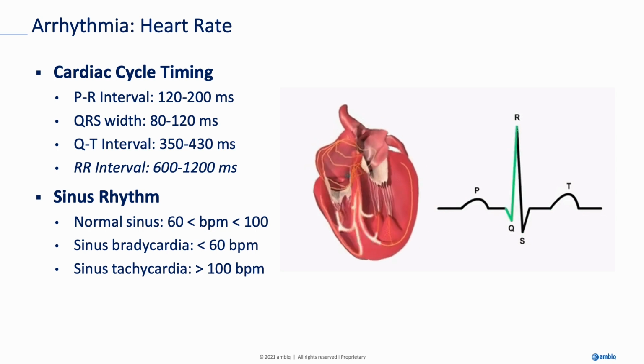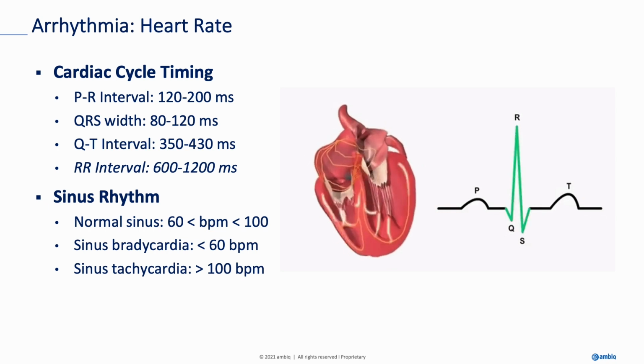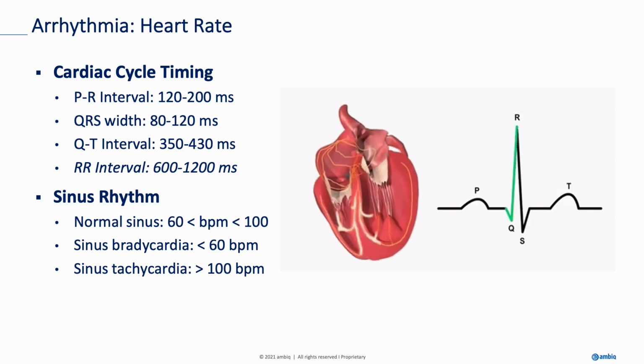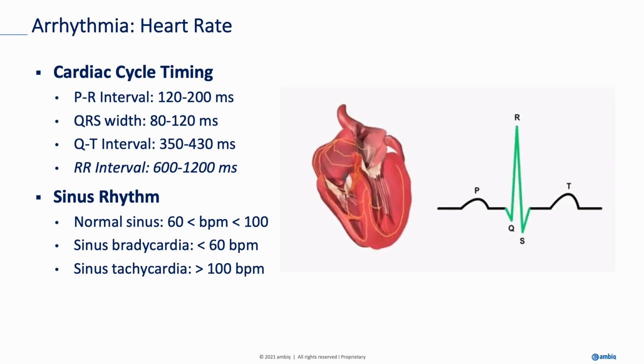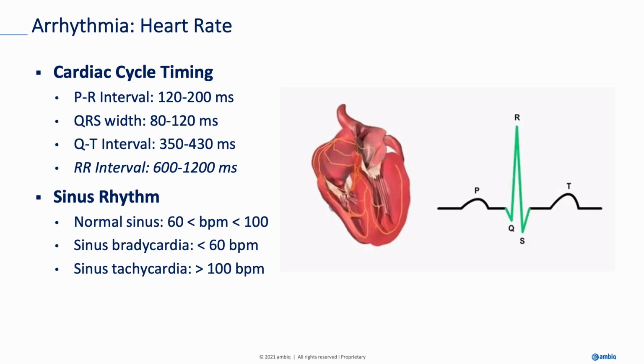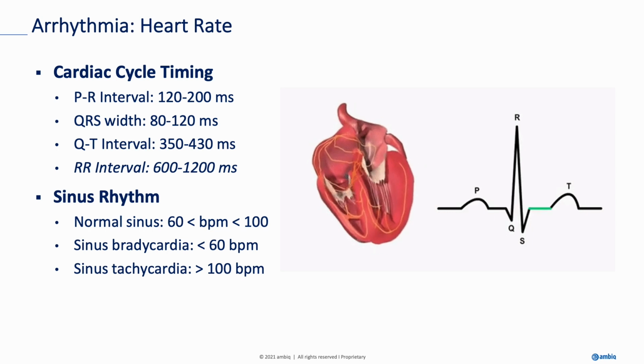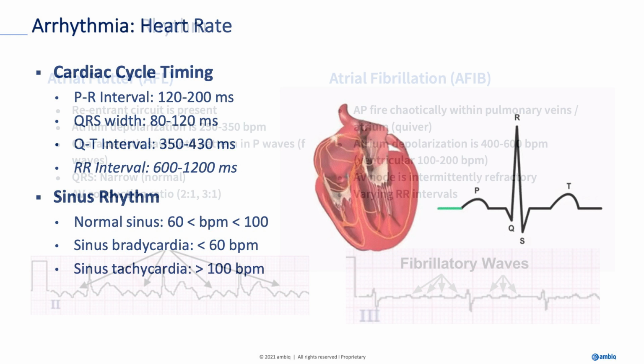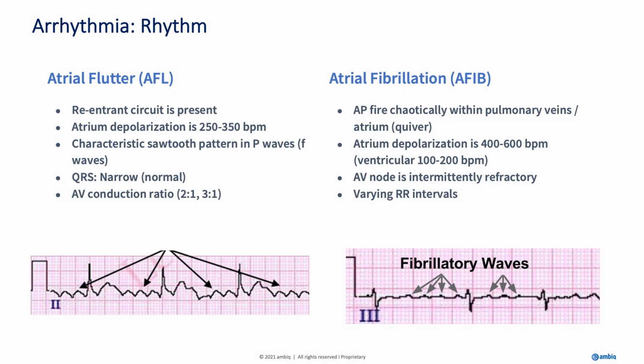Depending on how fatigued you are or how much you're working out, that's going to vary. When you're at rest, your heart rate can either be too slow, bradycardia, which is defined as less than 60 beats per minute. It can be too fast, which is over 100, or it can be normal sinus, which is between 60 and 100. So that was looking at heart rates. Then we can also look at the actual rhythm itself.